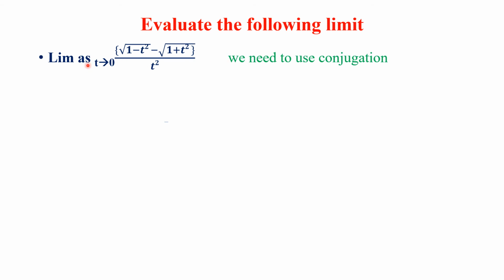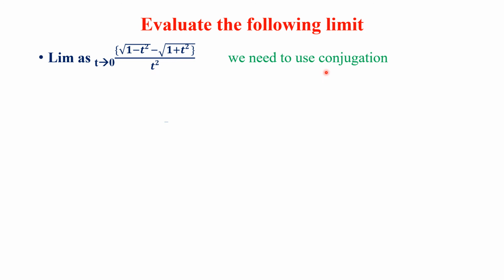We have to evaluate the following limit. Limit as t goes to 0 of the function square root of 1 minus t square minus square root of 1 plus t square, divided by t square.